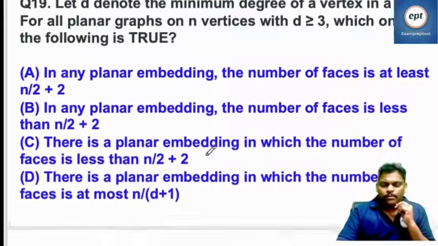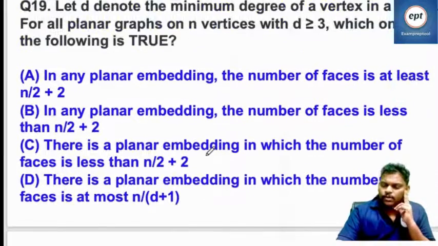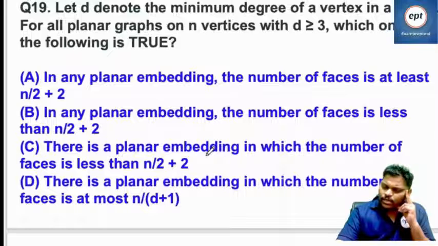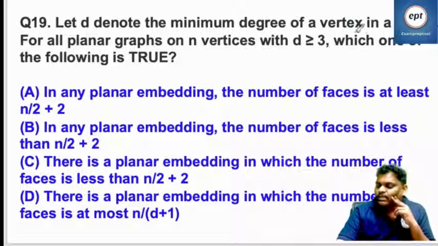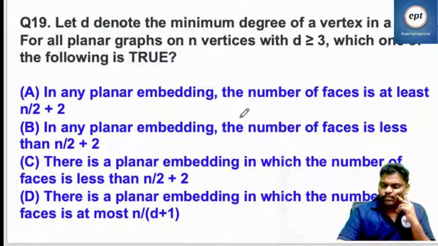Yeah, type 0 grammar. Yeah, see this problem. I think it is like the previous problems, but with a small change. Previously, what he was saying is every vertex has degree 3, but here it is minimum degree 3. Let D denote the minimum degree of a vertex. It is a vertex, please be careful. Minimum degree is not the exact degree, it is the minimum degree of a vertex.